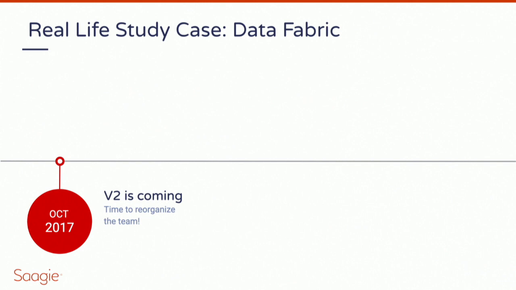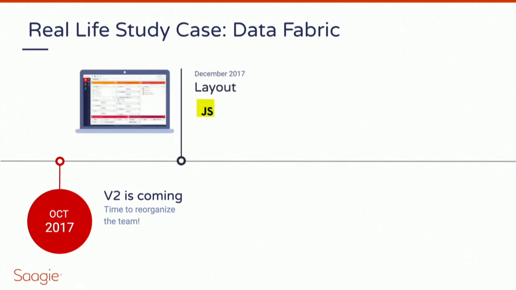So in October 2017, we started working on version 2 of Data Fabric. And we decided to move to a micro-frontend architecture and team organization. So we split the 2 existing teams into smaller teams. And we made a few tries, because on the human side it went smoothly, but on the technical side it was a little bit more tricky.